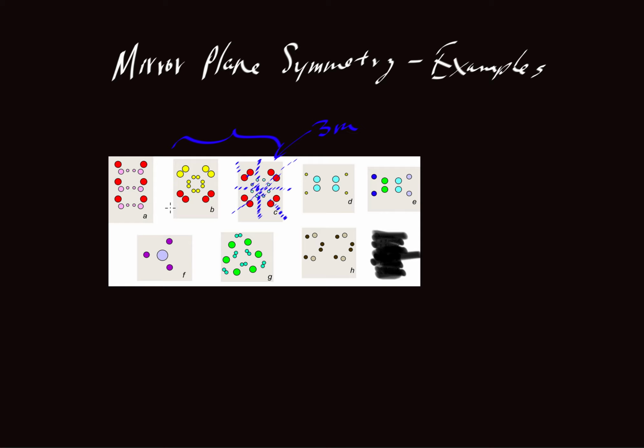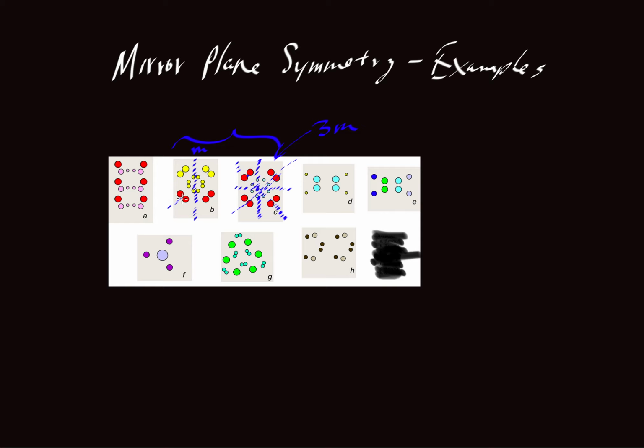We might be able to draw, let's say, a vertical line. Would this work? Yeah, that would seem to work. Red projects over here and yellow projects over here. So we do have a mirror plane symmetry there. Is there anything else we can draw?